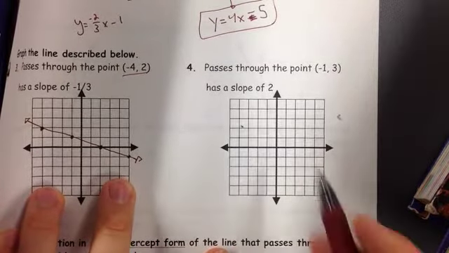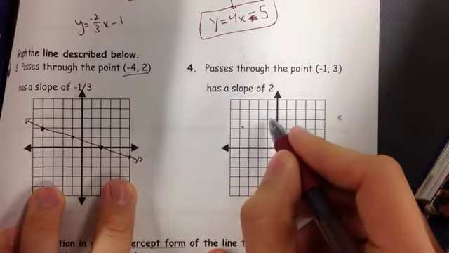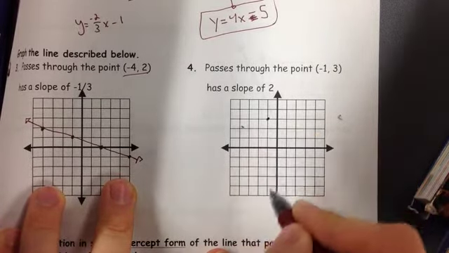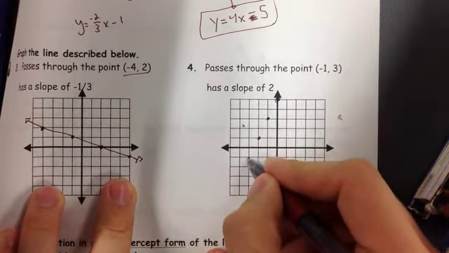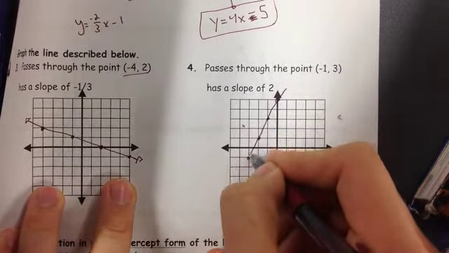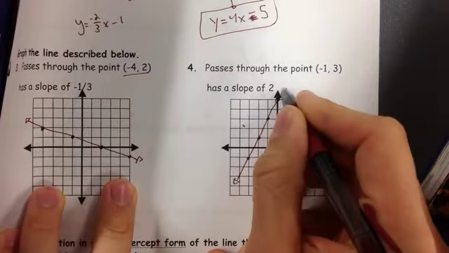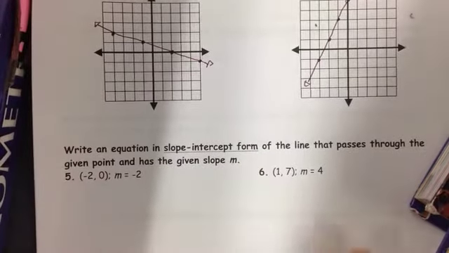Looking at number 4, same thing. They're going to give us a point to start from at negative 1, 3. It's got a slope of positive 2, so up 2 over 1. I'm out of space, so I'm going to go backwards a little bit. Give myself some points to make a nice line. Alright, they give us another one.